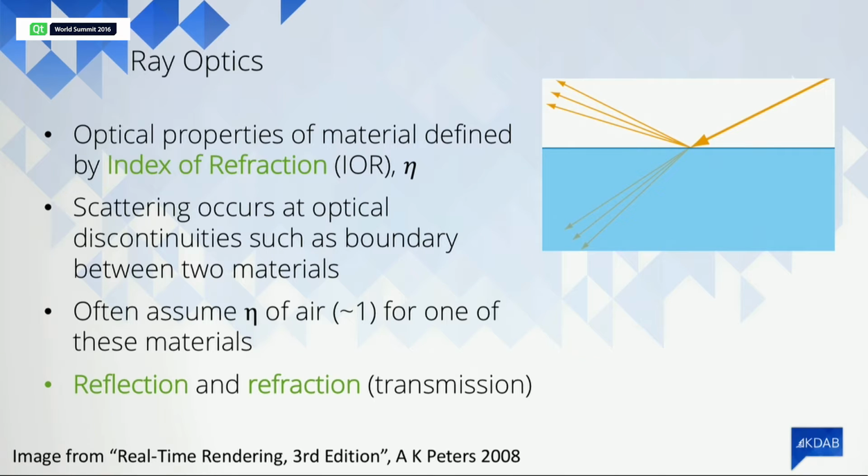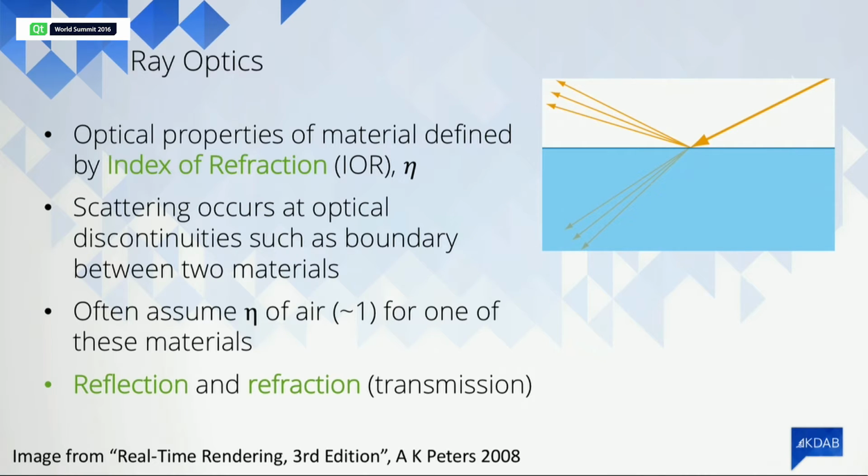So let's consider ray optics. If we have a material which is optically smooth, i.e. the imperfections are less than the size of the wavelength of visible light, which we're worried about, we can describe the optical properties of that surface or material by its index of refraction, eta. Now, when we have an optical discontinuity, i.e. when we transition from one type of material to another, from air to some other material such as metal or wood, then the index of refraction changes.